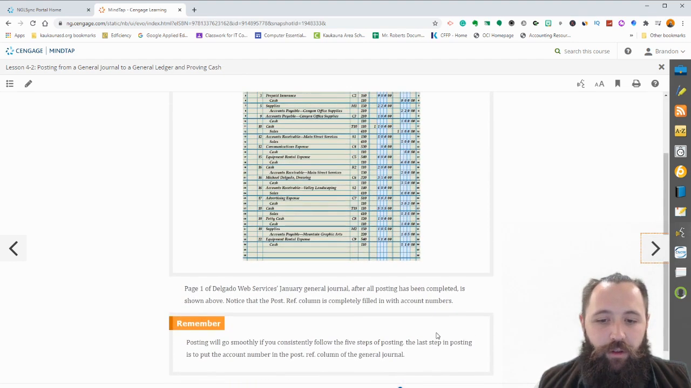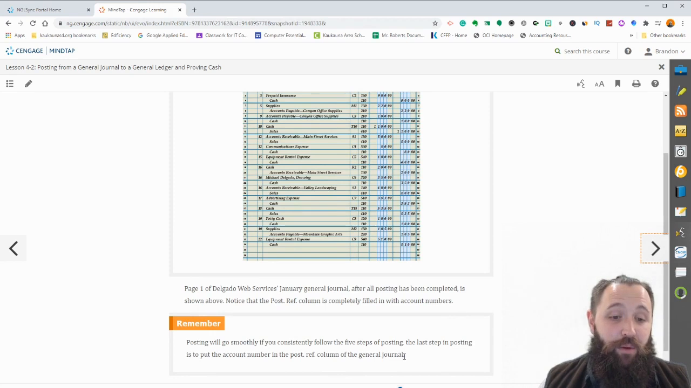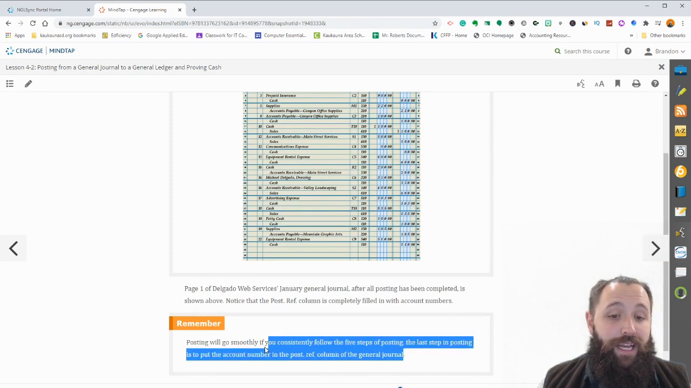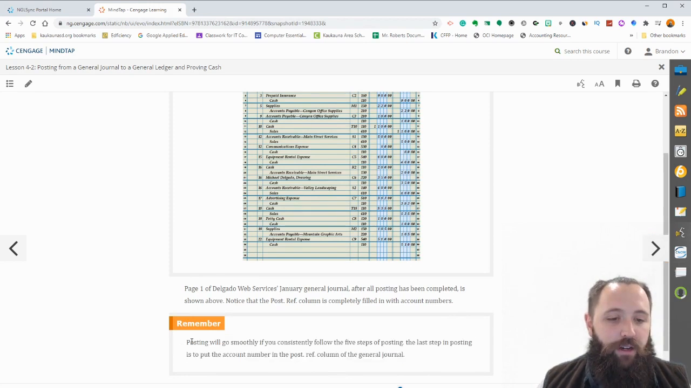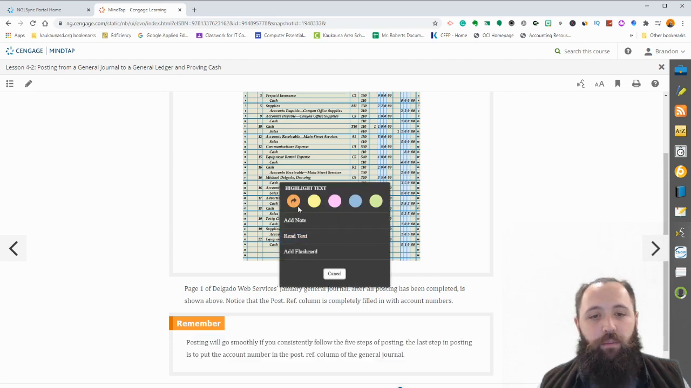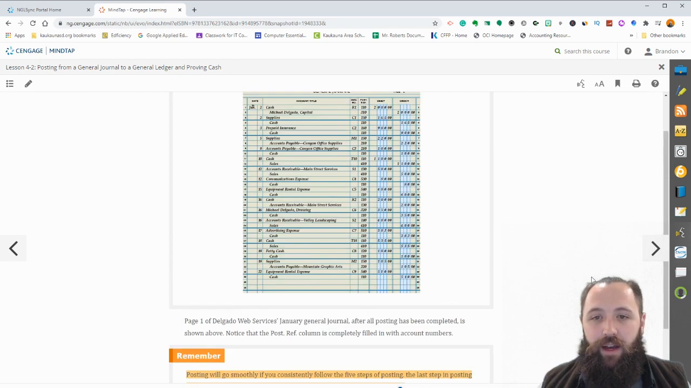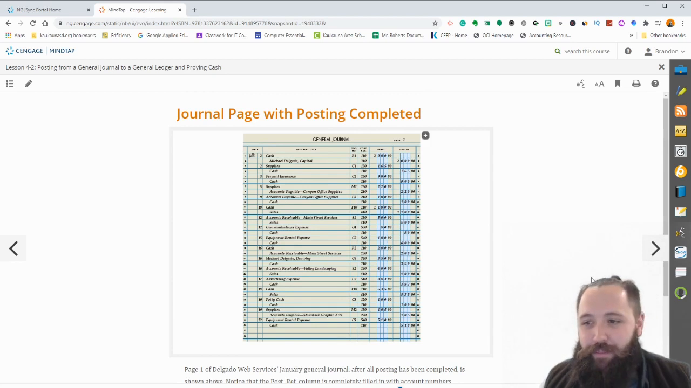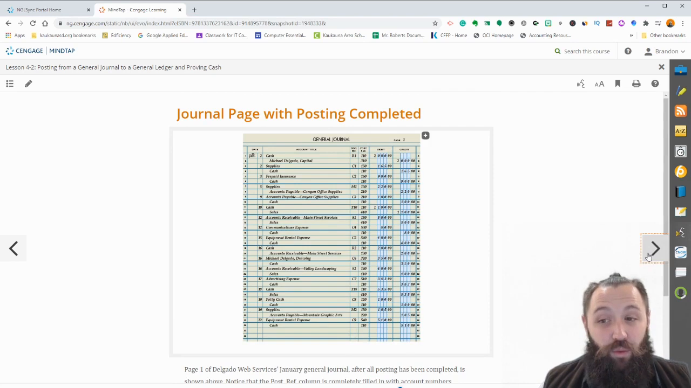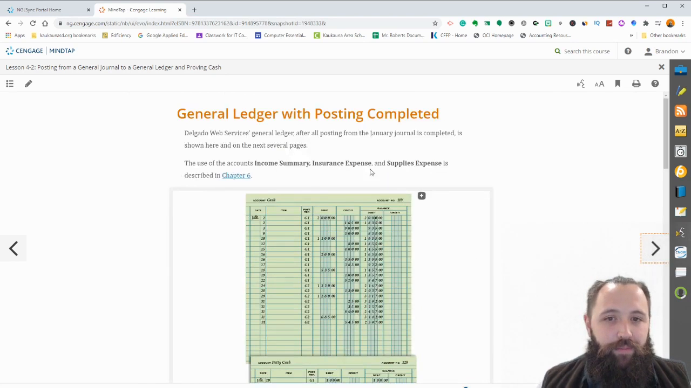So make sure that you follow those 5 steps. It even says here, posting will go smoothly if you consistently follow the 5 steps of posting. The last step in posting is put the account number in the post reference column of the general journal. Do not go down and just fill in all the post reference numbers, okay? I'll call you out in class. Not like that. I'll just say, you got to go back and redo this, all right? Because we'd be starting bad habits.